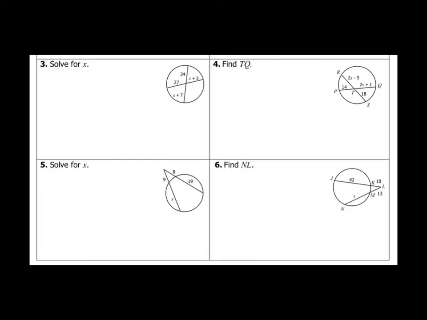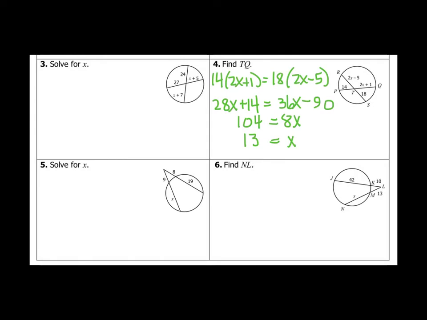Okay, let's try 4. In 4, I have 14 times 2x plus 1 equals 18 times 2x minus 5. I'm again going to pause and do the algebra. You get that x is 13. Now it wants me to find TQ, just this little piece right here, so I'm going to plug the 13 in, and I get 2 times 13 plus 1, that's 26 plus 1. Alright, let's move on to this next one.